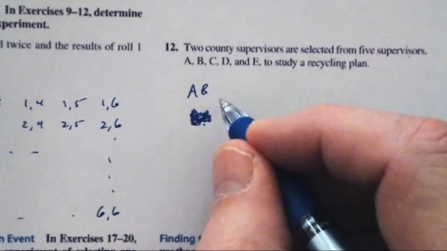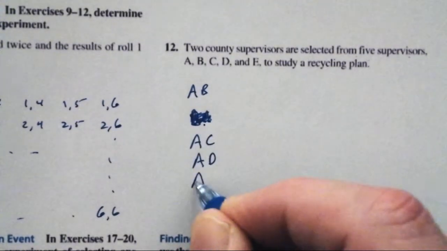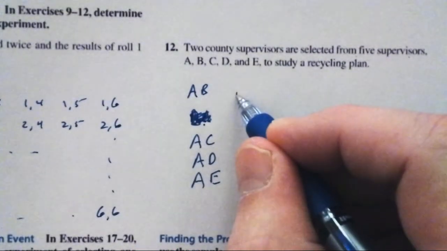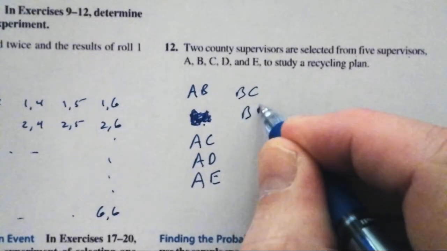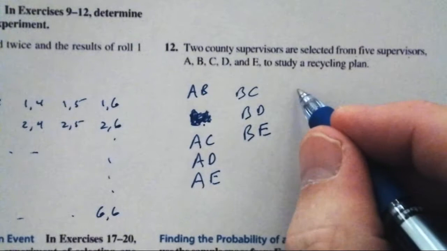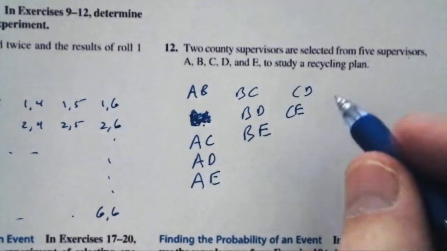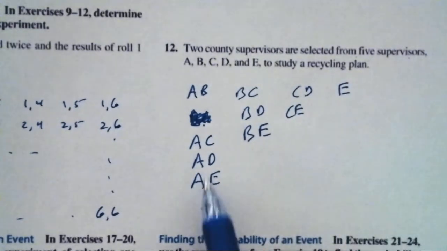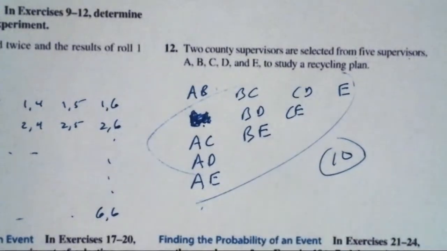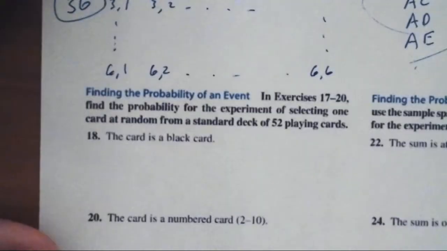So it's A and B, A and C, A and D, A and E. That's all the groups that can contain A. So B and C, B and D, B and E, but I wouldn't include B and A. C and D, C and E, and then D and E. 1, 2, 3, 4, 5, 6, 7, 8, 9, 10. There's 10 ways, but they're really just talking about that sample space, that list of items. And now we're going to find the probability.